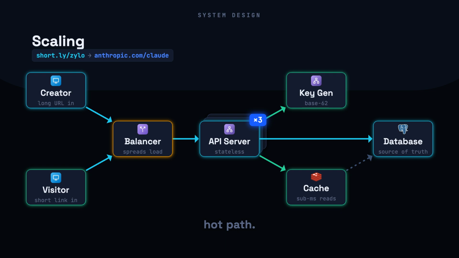The cache works best with a time-based expiry. Popular links stay warm and rarely clicked links fall out naturally, keeping memory usage predictable, even as the total number of stored mappings grows into the billions.